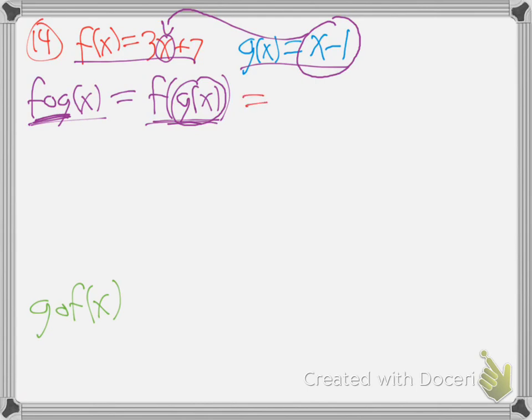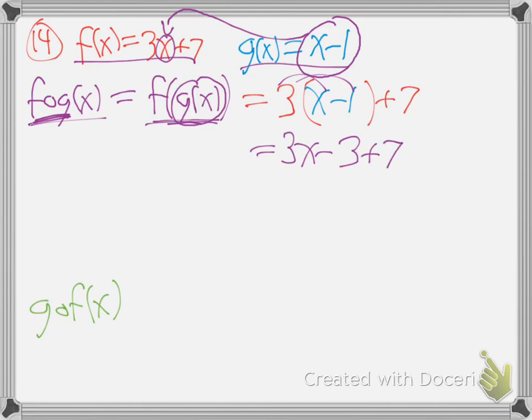And so what do you get? 3 times that plus 7. 3 times x minus 1 plus 7. So work that out. 3x minus 3 plus 7. 3x plus 4. That's the answer to part 1. Now part 2, let me move it up a little bit.